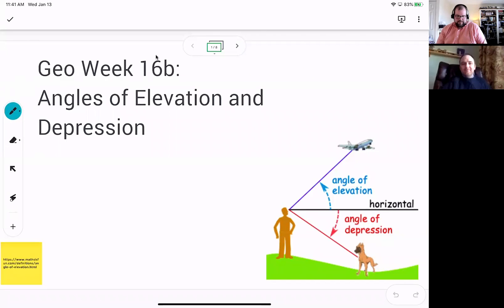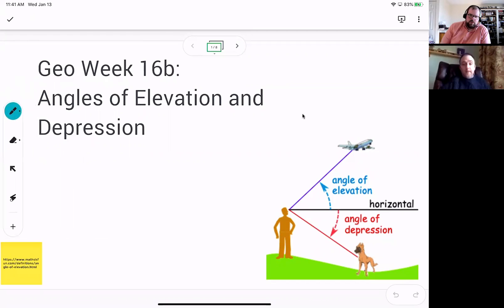Hello, students. Today we are looking at angles of elevation and depression. This is basically, if we think about it, word problems based on the trig that we did in the last video that we had. That sounds great. I'm so excited. I love the trig and the applications sound great.